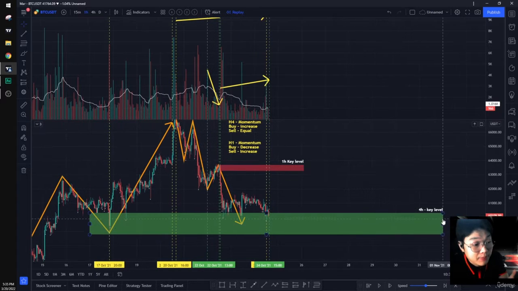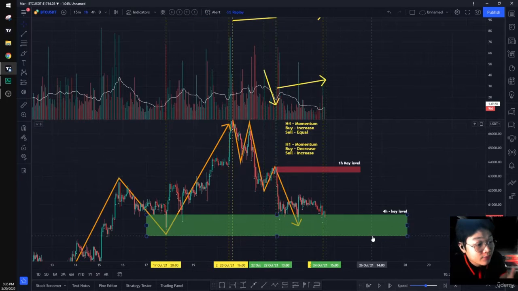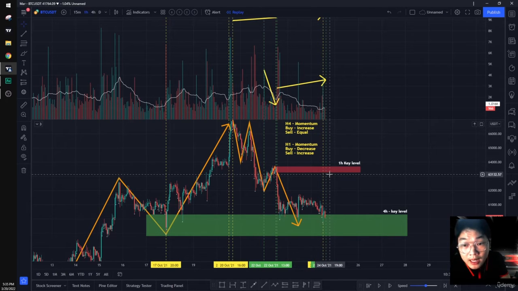In my supply and demand strategies, the 4 hour time frame key level at this time is also the strongest buying zone, and the 1 hour key level at this time is also the strongest selling zone. Therefore, the market might be sideways within the buying zone and the strongest selling zone at this time.